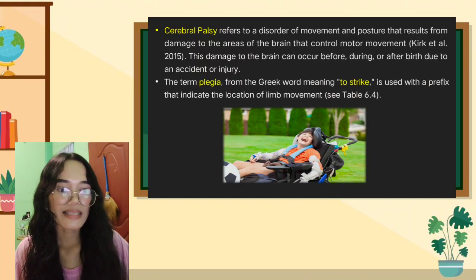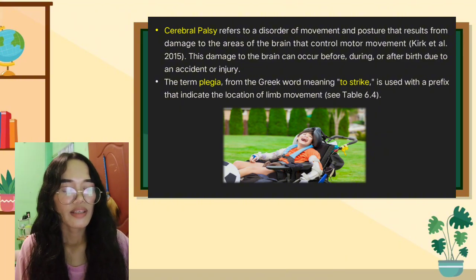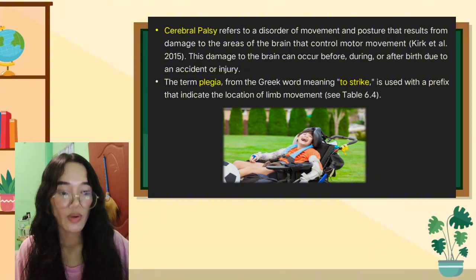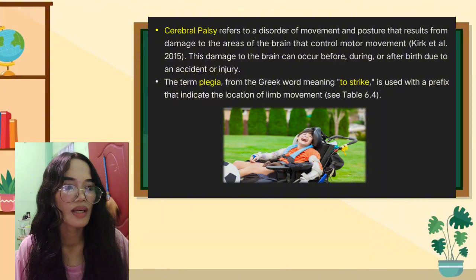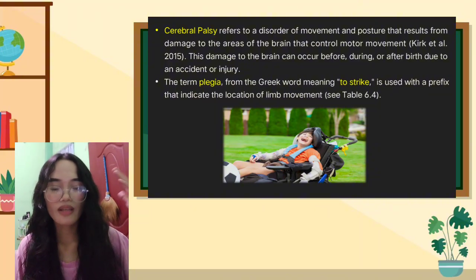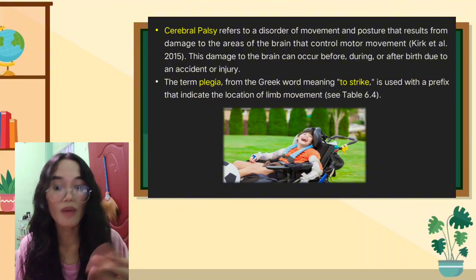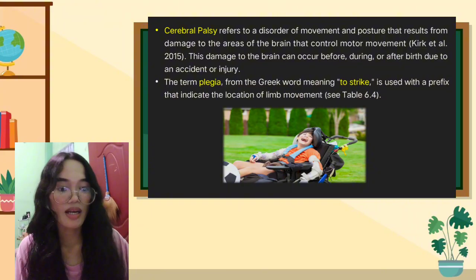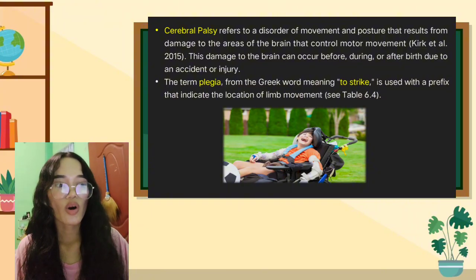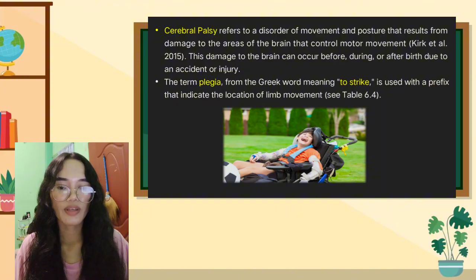Meron din tayong tinatawag na cerebral palsy. So itong cerebral palsy naman, this refers to a disorder of movement and posture, that result from damage to the areas of the brain that control motor movement. So, pwede siyang sa brain or di kaya sa spinal cord niya, which is it result na hindi siya lakad ng maayos, mag-move ng maayos because of that damage sa kanyang brain. This damage to the brain can occur before, during, or after birth due to an accident or injury. So, hindi lang pala siya pwedeng makuha ng bata at birth, but also pag na-aksidente siya, pwedeng during nasa sinapupunan pa siya, or di kaya pagkatapos niyang ianak due to an accident or injury.